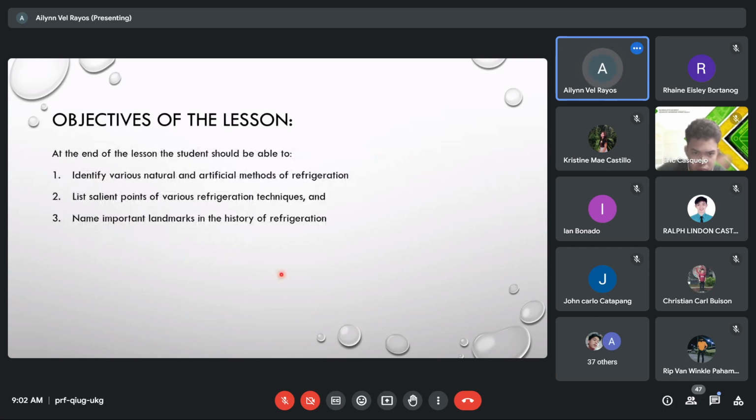So at the end of the lesson, you should be able to identify various natural and artificial methods of refrigeration, and also list salient points of various refrigeration techniques. And then you can also name important landmarks on the history of refrigeration. But in this lecture, I will not discuss yung history of each of the refrigeration systems. Ang discuss natin dito is history of refrigeration until magka-discover or maka-invent ng artificial refrigeration.